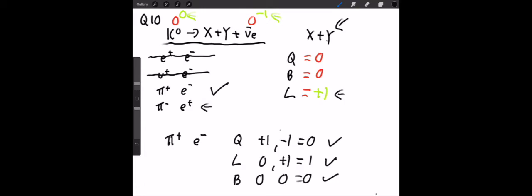Had I looked at this one, you would find that the charge wouldn't work because you'd have 2 + 1 charges, so it wouldn't equal zero charge, so it couldn't be that one either. So your final answer should be C.